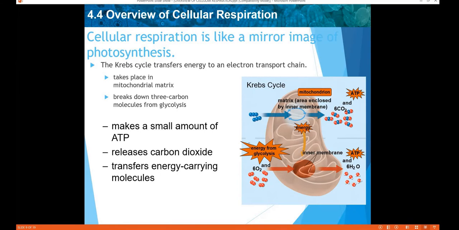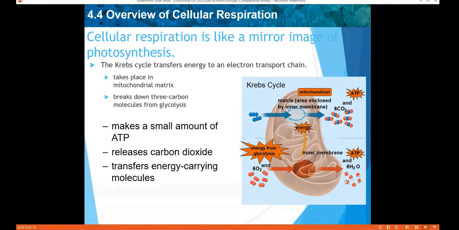The energy released from the Krebs cycle is transferred to the inner membrane of the mitochondria. Then a large number of ATP molecules are made. Oxygen enters the process and is used to make water molecules, and water and heat are given off as waste products. Okay, so you can see this is the process taking place in the inner membrane, including the carbon dioxide and energy from the glycolysis.